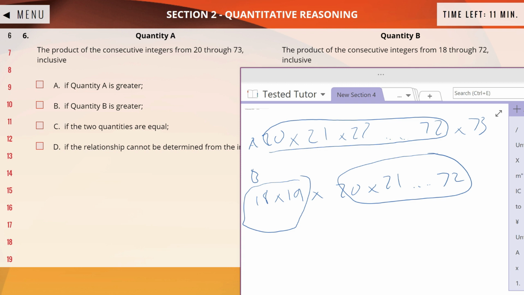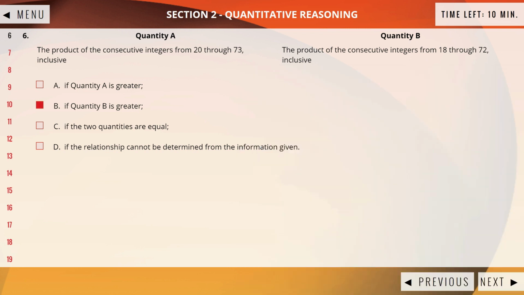And what's going to have more impact, timesing by 73 or timesing by 19 and 18 in addition? Well, 18 times 19, I don't know what it is, but it's something like 300 and something. So timesing by that is going to make your answer way bigger than just timesing by an extra 73 for quantity A. So don't be intimidated by these questions. They look really hard, but write out the pattern and see what you can spot. Again, I've never seen these questions before, but very typical kind of stuff. So quantity B is bigger.